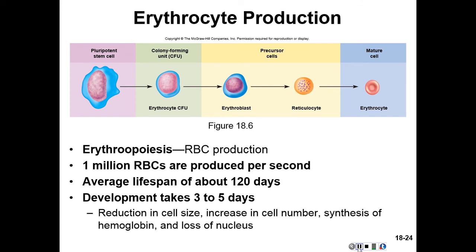Alright, this is a picture of figure 18.6 of erythrocytes. We start out with a pluripotent stem cell. Then you have a colony forming unit for the erythrocyte. Look at how, as we go from left to right, the nucleus gets smaller and smaller. Then the precursor cell, the erythroblast. Blast means immature. Then the reticulocyte, which has fragmented, and the erythrocyte is a mature red blood cell. Development takes about 3 to 5 days, and you see the size goes from a large cell to a very small one where the nucleus is completely lost.